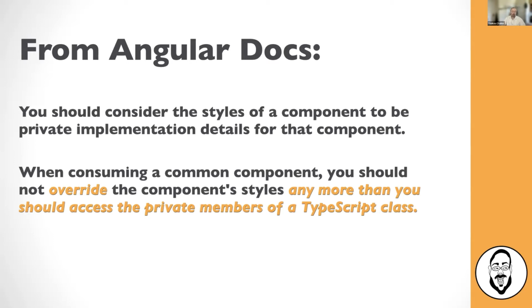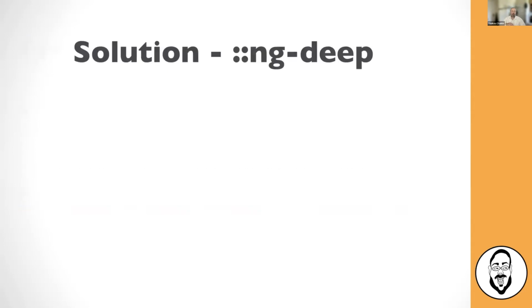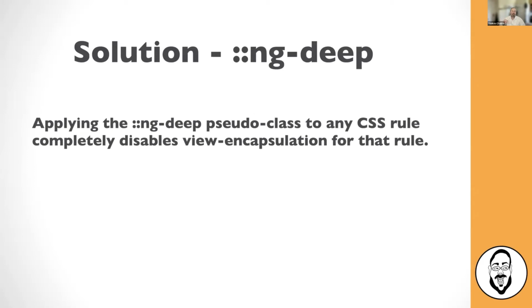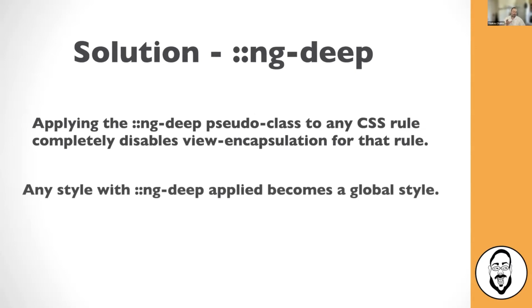Angular has one solution to do that: ngDeep. That's the pseudo class it provides. So what does it do? From the docs again, it says applying the ngDeep pseudo class to any CSS rule completely disables view encapsulation for that rule. And how does it do that? Again from the docs, any style with ngDeep applied becomes a global style. So think of it as a nut, and we drill a little hole in the nut, pull out that previously very private style, and make it completely global.